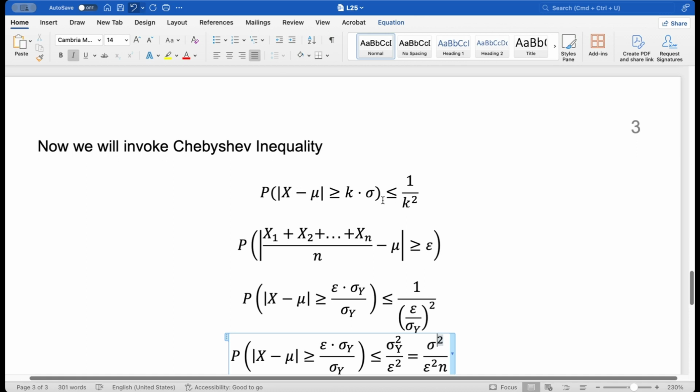So what we want to do is get the standard deviation involved here. And so we're going to multiply top and bottom by sigma y. And this should be a y here, because that's the mean. And so we're looking at the probability that absolute y minus mu is greater than or equal to epsilon times sigma y over sigma y. So what's happening here is that epsilon over sigma y is taking the role of the k in Chebyshev's inequality.